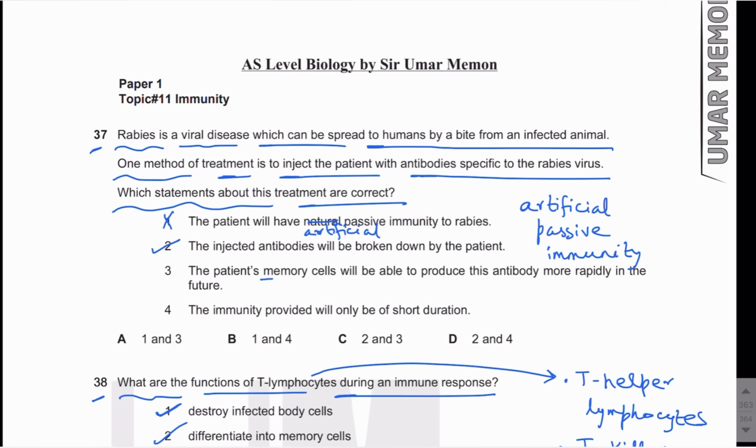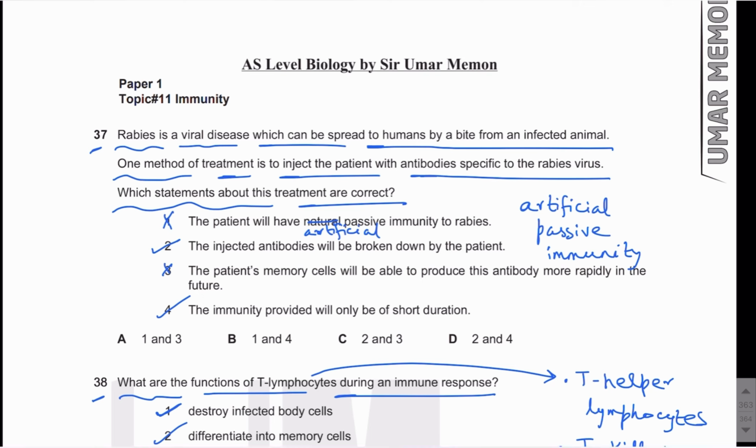The patient's memory cells will be able to produce this antibody more rapidly in the future. Remember this point, that when you inject antibodies, an immune response is not initiated. Memory cells are not produced. So memory cells will not be available to produce antibodies in the future, right? So this is wrong. The immunity provided will be of short duration. This is true because you have just injected antibodies which will be broken down in a month or two. So the immunity provided will be short.